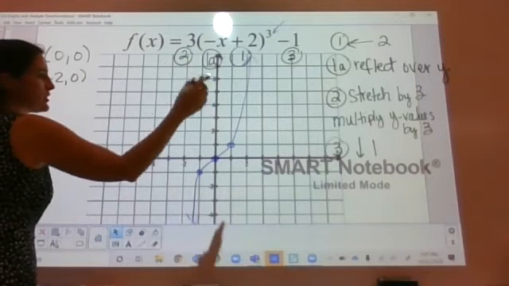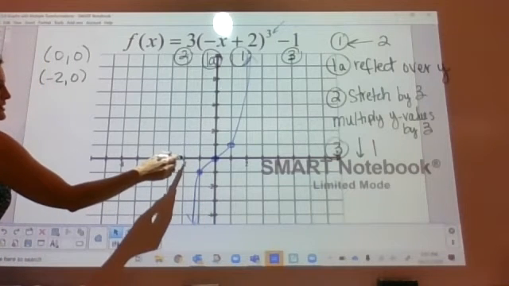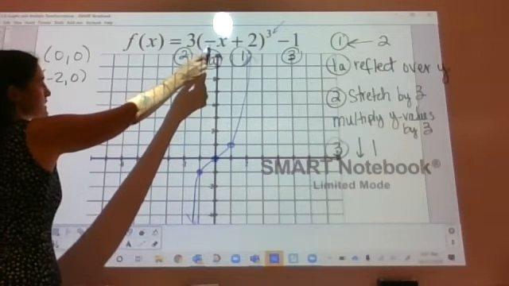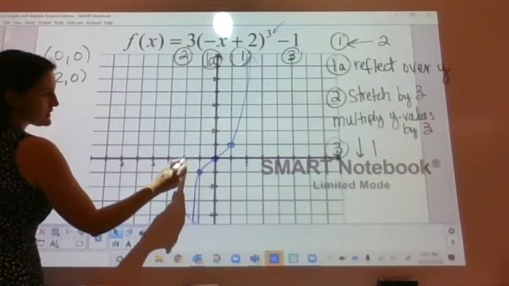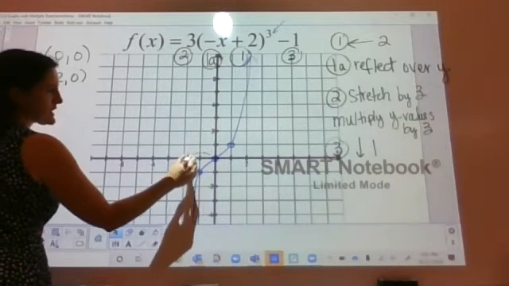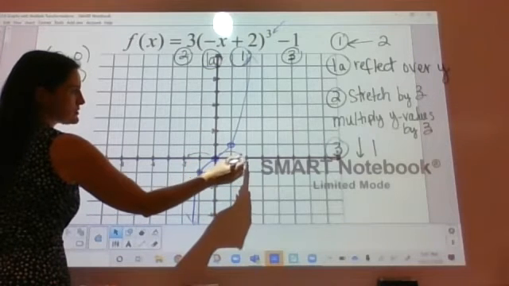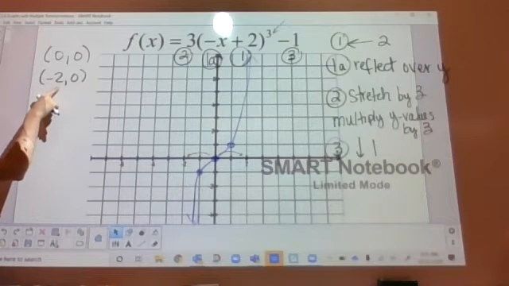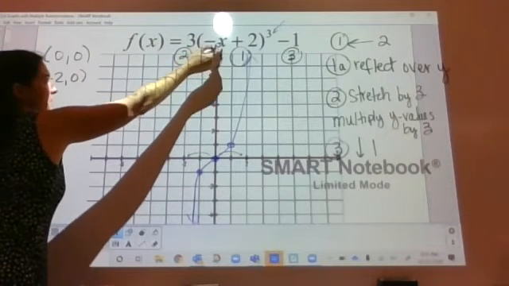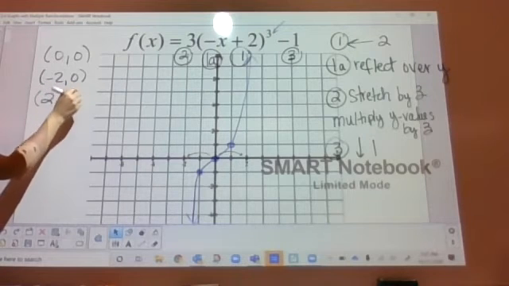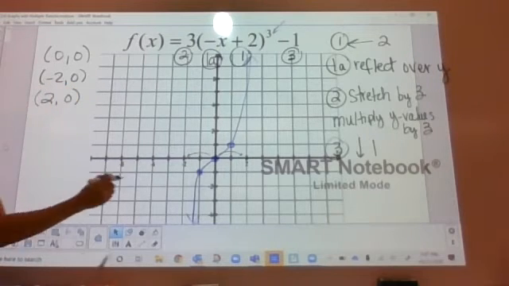Then we need to reflect over Y. So it means I'm taking the opposite of whatever X is. So here's my -2, 0. It's 2 this way. Reflecting over Y means it needs to go 2 that way. Or if you're doing it point by point, you're just taking the opposite of X. That's what this means, opposite of X. So the opposite of X here is +2, 0. Okay, so now I'm right here.